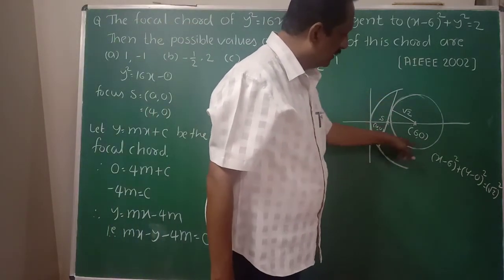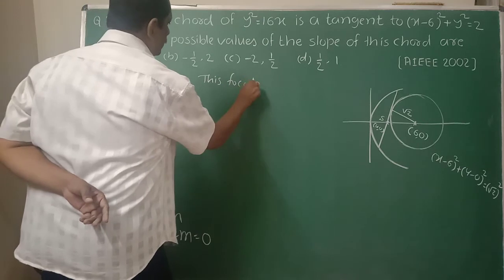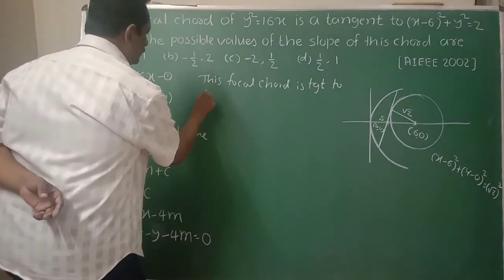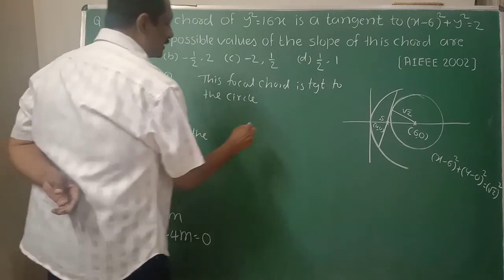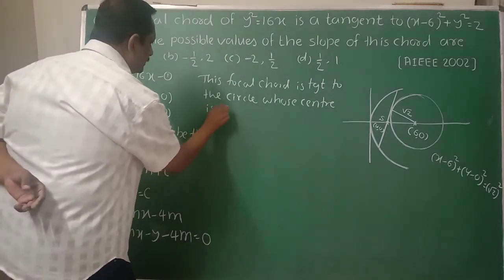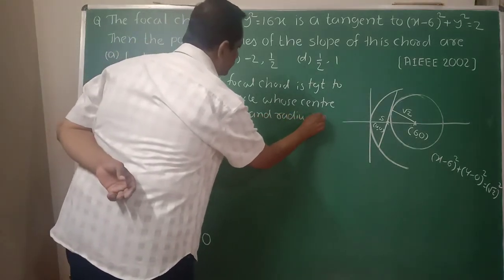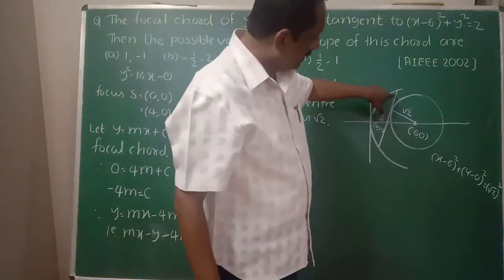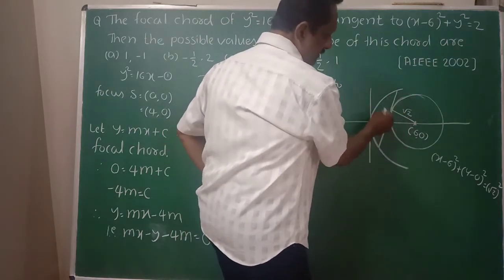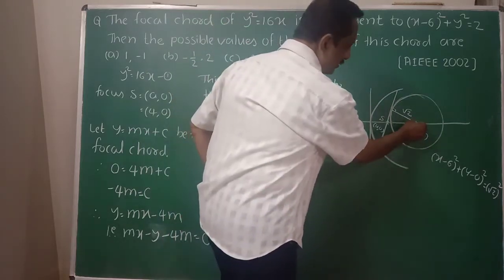So this focal chord is tangent to the circle whose center is (6, 0) and radius is √2. Since it is tangent, the radius must be equal to the length of the perpendicular from the center to this line.